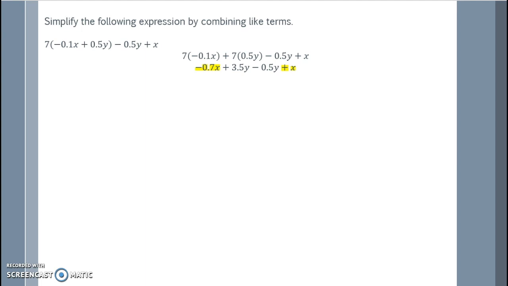I then see that I've got some x's together that we can combine. So negative 7/10 x plus 1x gives us 3/10 x. And when we look at our y's, I have 3 and 5/10 y minus 5/10 y gives me a positive 3y.